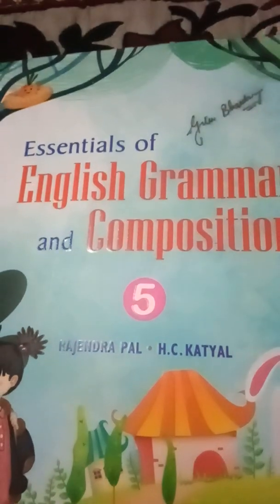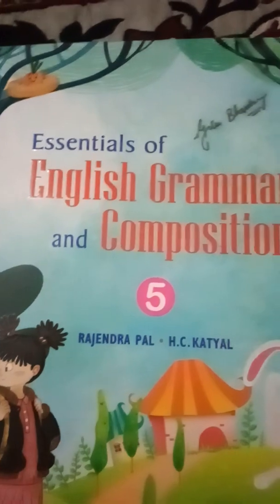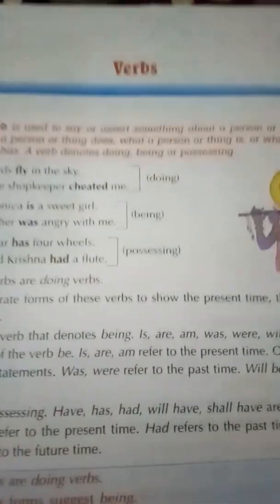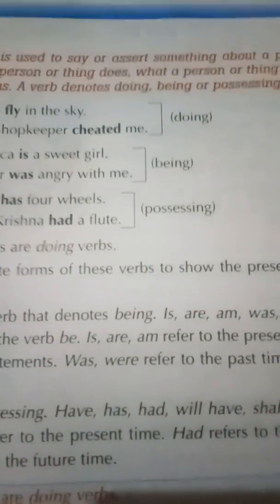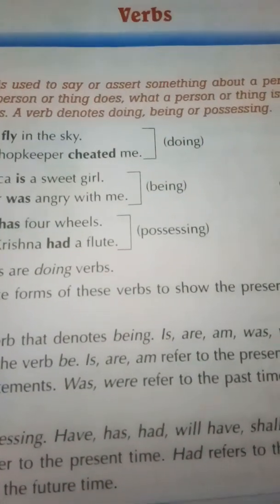As I told you, we'll be doing our book exercises based on tenses. Now open your grammar books on page number 61, chapter number 13. Verbs. As we have discussed earlier, verbs are used to say something about a person or a thing.